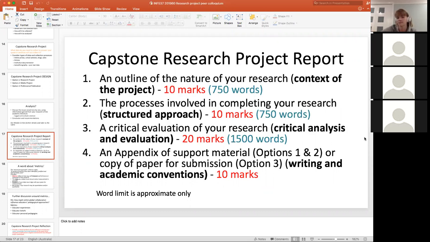And then, of course, we've got about 1,500 words for the critical evaluation of your research, so the critical analysis and evaluation. That's talking about the data and coming up with those diagrams and tables or whatever else. That will also include your conclusion and recommendations. Then an appendix of support material, this is for options 1 and 2, or a copy of the paper, option 3. And this is where you need to show your writing and academic conventions.